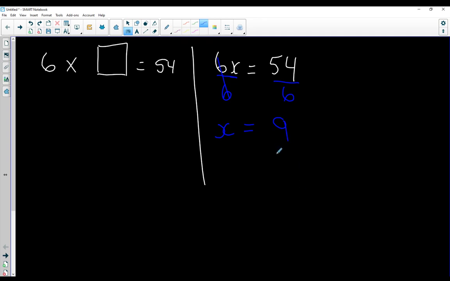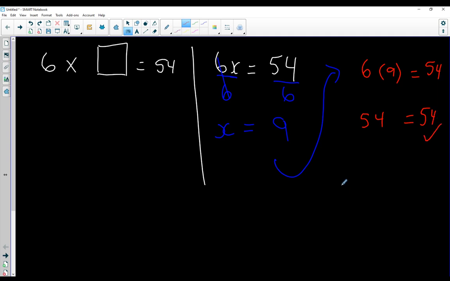My next successful step would be to do a check. I'll change colors here. I'm going to replace this value of x in my equation to make sure that it works. So we'll go 6, and then we're going to replace the x value with our value of 9. Does that equal 54? We'll do our times table. 6 multiplied by 9 is in fact 54. And does our left side equal our right side? If the answer is yes, then you are good to go.